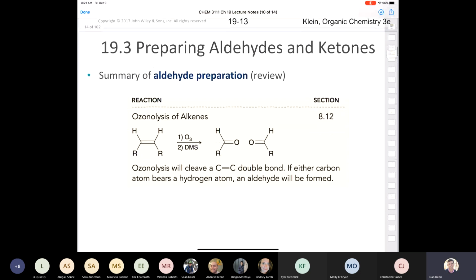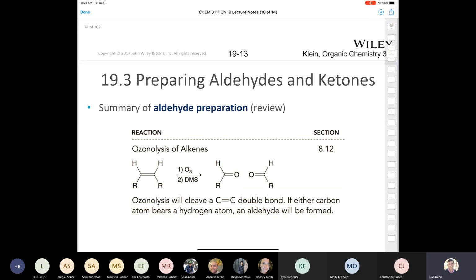Another reaction that we looked at that ended up resulting in the formation of an aldehyde was the ozonolysis of an alkene. Now keep in mind that in our alkene, we have to have at least one hydrogen on that double bond in order to produce an aldehyde. How do we do the ozonolysis of an alkene? Well, this is something that you would have learned in Chemistry 3101, way back in Chapter 8, is ozonolysis, followed by treatment with dimethyl sulfide.